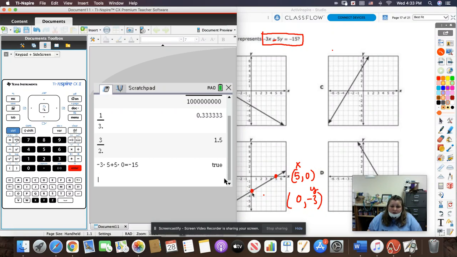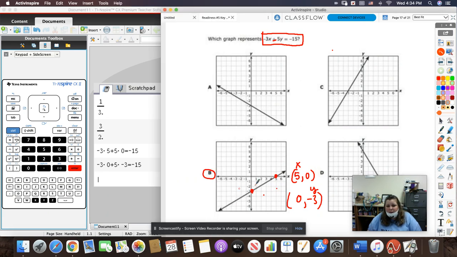Then you would have to try another point. I would always try 2 points in there. Then you could try negative 3 times 0 plus 5 times negative 3 equals negative 15. And it should also be true. Any points on this line would satisfy this equation.